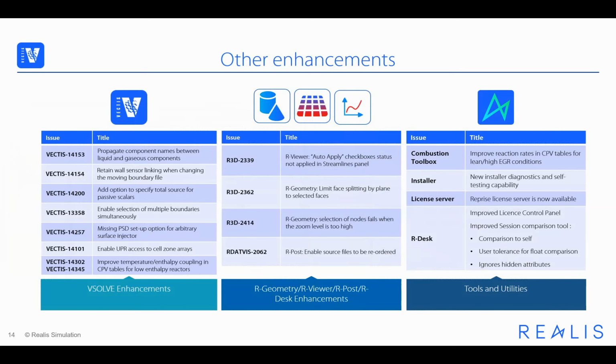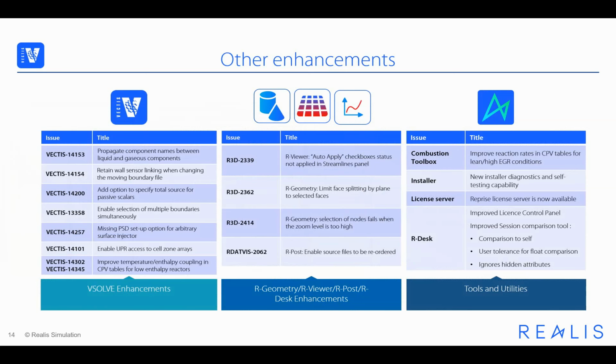In the wider Realis ecosystem, some additional changes are also worth mentioning. In RFlame, the progress variable reaction rate tabulation was improved for lean high EGR conditions, which improves the accuracy of the CPV tables in this condition.